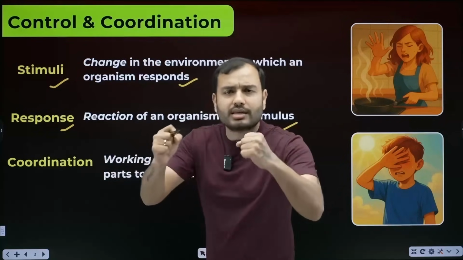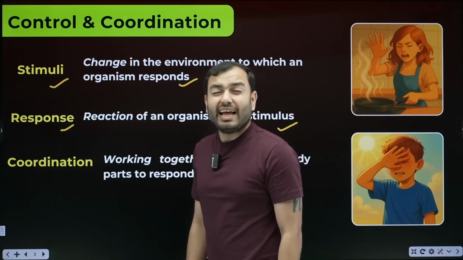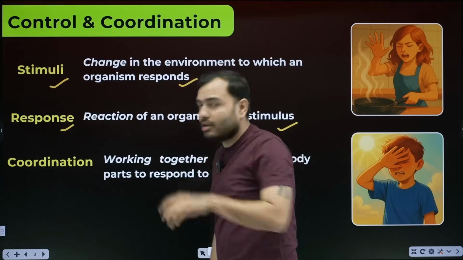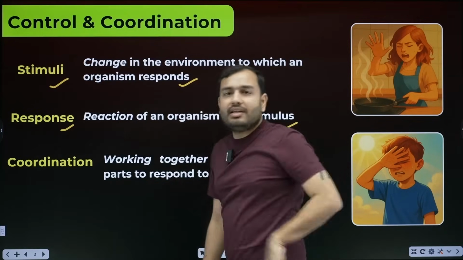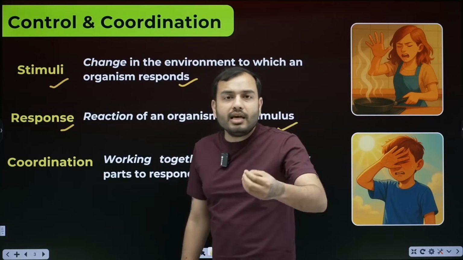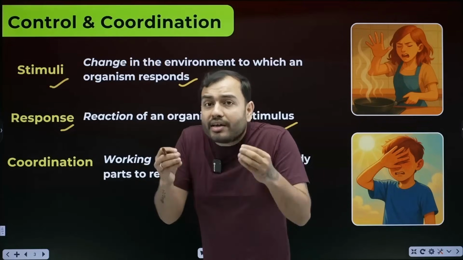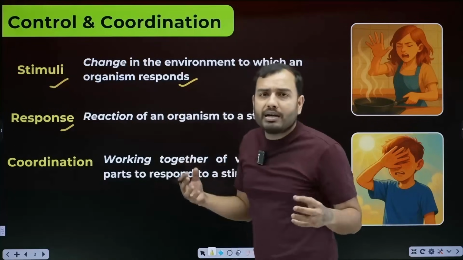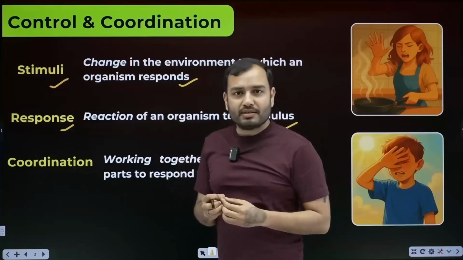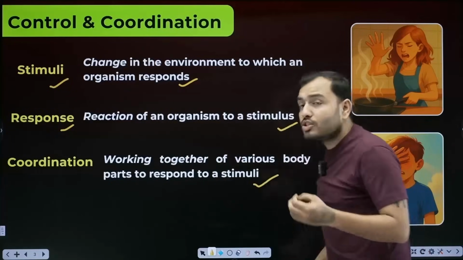Coordination means working together simultaneously. When the sun hit your eye, when you got the stimuli, light, you closed your eyes, turned your head and put your hand up. 1, 2, 3. But you don't do it that slowly. You give the entire reaction all at once, meaning your body's different parts participate simultaneously. Working together of different body parts, different organs, is coordination between different body parts. So coordination is the working together of various body parts to respond to a stimuli.